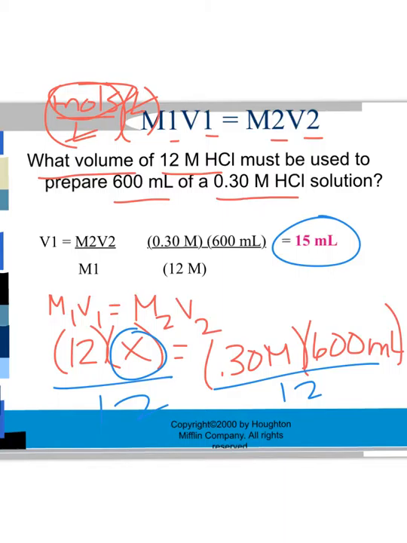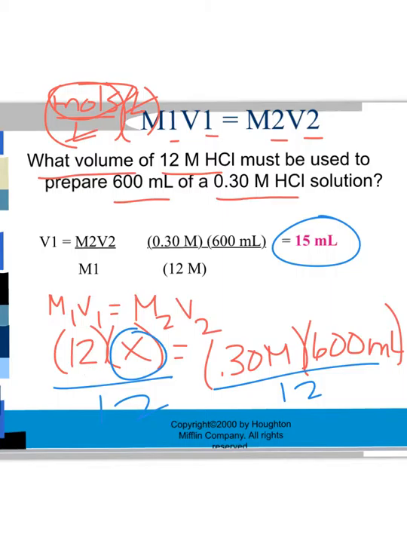All right, so this type of equation I use all the time because I'm making solutions for your labs and stuff. So what this is saying, remember what we were solving for. We were solving for how much, right, the volume, how much of the stock solution are we going to use. So through the calculation, we calculated that we need 15 mils of the 12 molar hydrochloric acid.